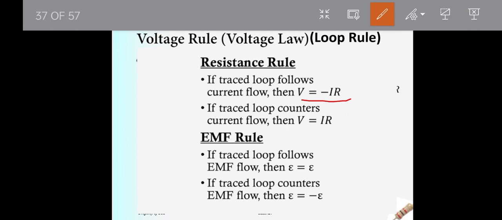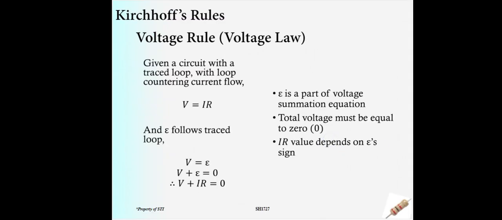And then when the traced loop counters the current flow, so the loop flow is in the opposite direction of the current flow, we could simply have V is equal to I times R. And for the EMF rule, when the loop is in the same direction as the EMF flow, epsilon or electromotive force is also equal to itself. And when it counters, E is equal to negative E.